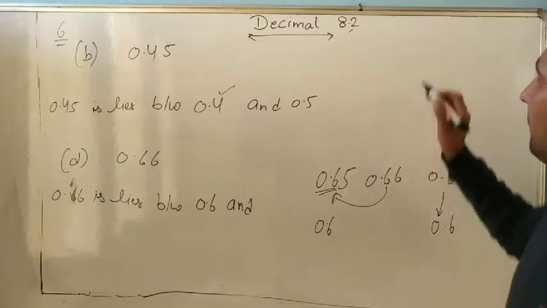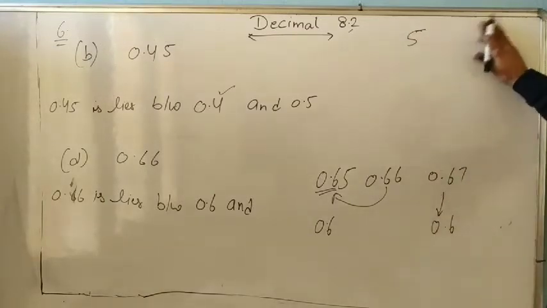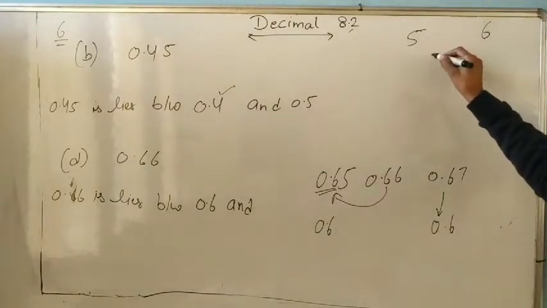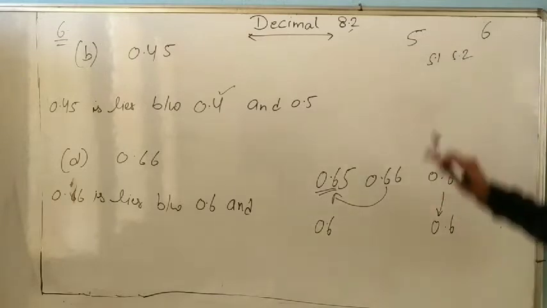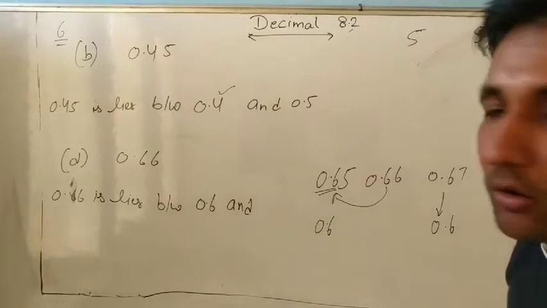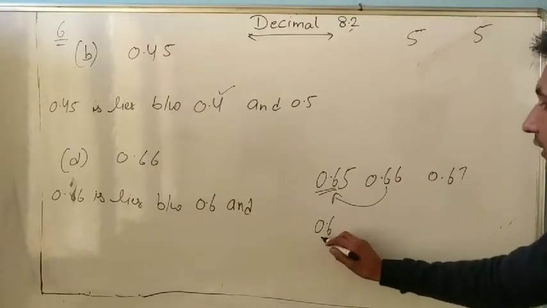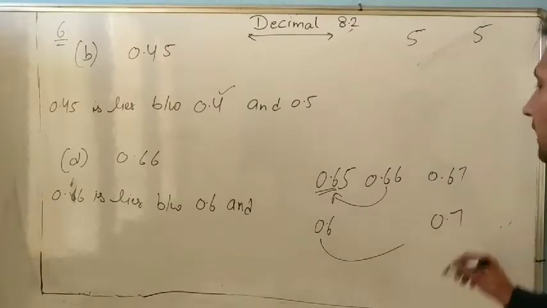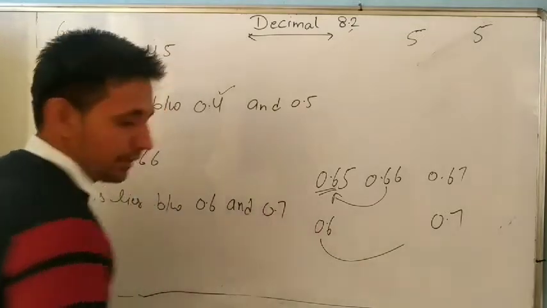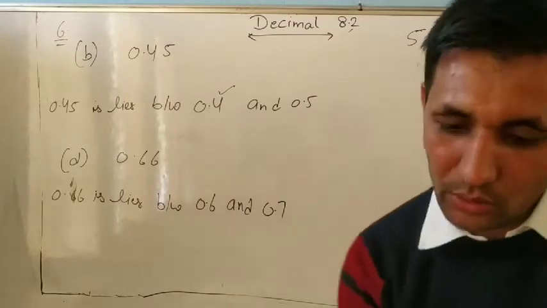Can you tell me any number which lies between 5 and 5? No, we don't know. If I ask you which number lies between 5 and 6, you will say, sir, 5.1, 5.2. But can you tell me any number that lies between 5 and 5, the same number? No, we cannot find. So what will we do? We will take the next 0.6. After 0.6, what comes? 0.7. So 0.6 lies between 0.6 and 0.7. Now do you understand how to find it? It is very simple.